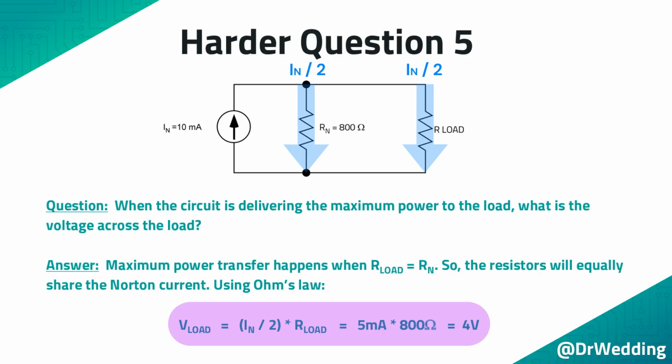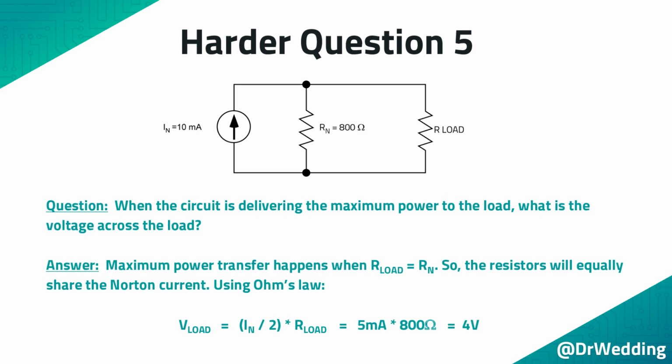Keep in mind, there are a lot of other ways to get this answer. You could have calculated the total resistance of the two 800 ohm resistors in parallel and got 400 ohms. And 400 ohms times 10 milliamps is also 4 volts.